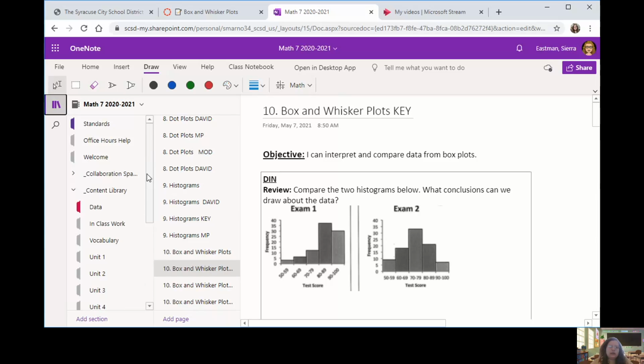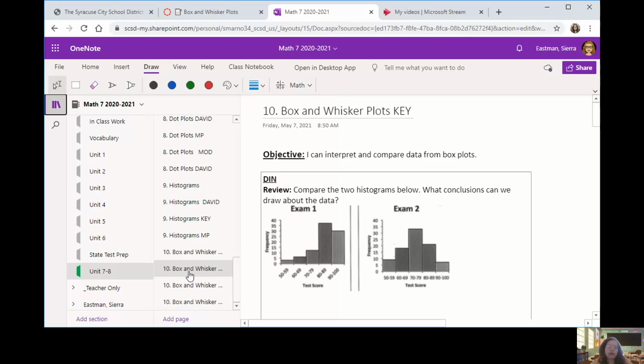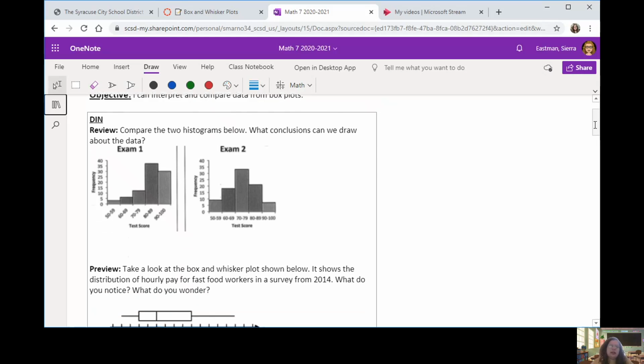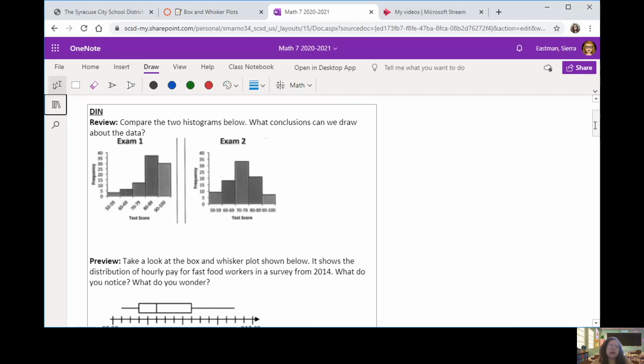We're going to be looking at Unit 7-8, page 10, which is our box and whisker plots page. Our objective for today is very similar to Monday and yesterday. We're still interpreting and comparing different sets of data, but again, we have a new representation of how that data is organized called box plots. So we're going to start with our DIN, review some things about histograms, and then move on to box plots, which are my personal favorite. Go ahead and pause your video here and complete that DIN for me.